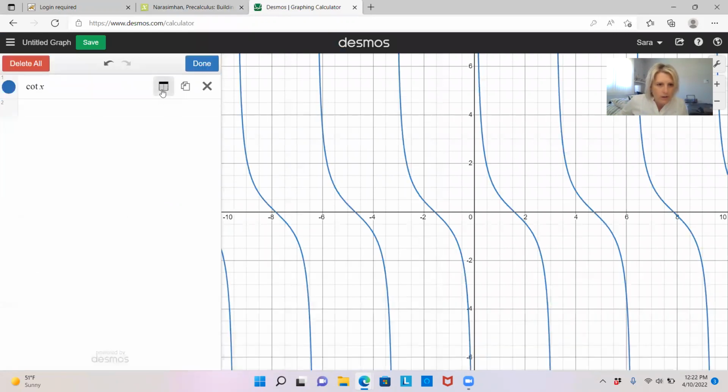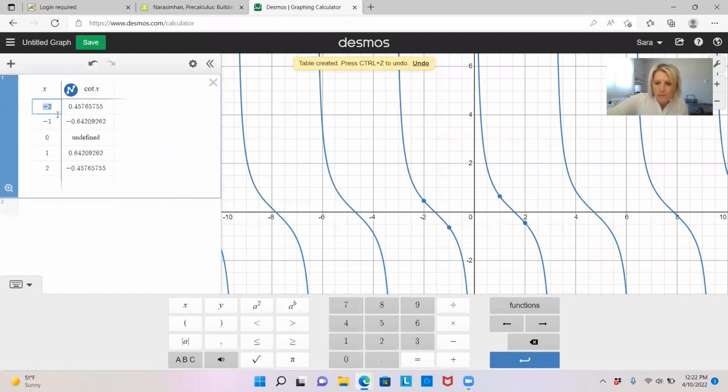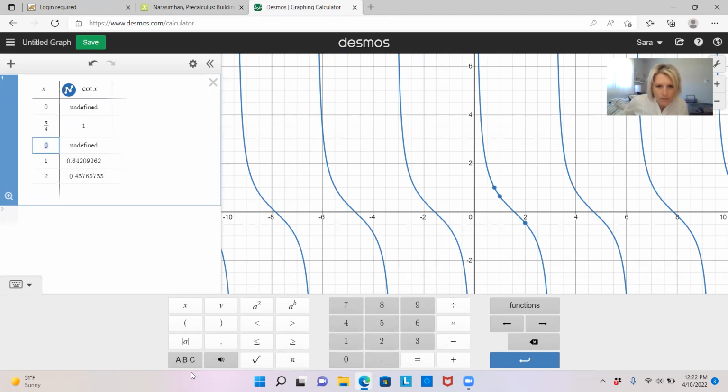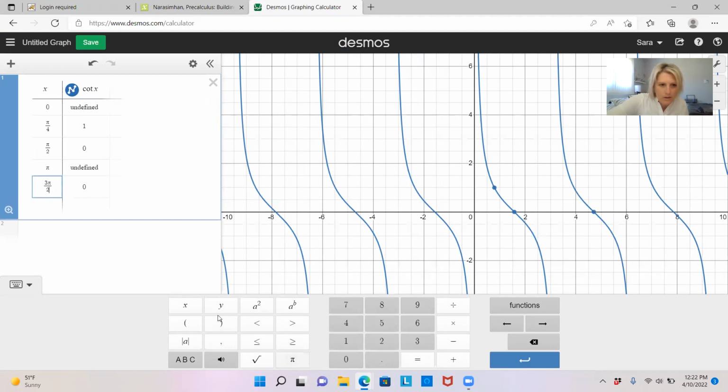And let's just put in the table so we can put in, let's do 0 there. Let's do pi over 4. Let's do pi over 2. Let's do pi. Let's do 3 pi over 2. So we can just see what the regular cotangent looks like. Okay.